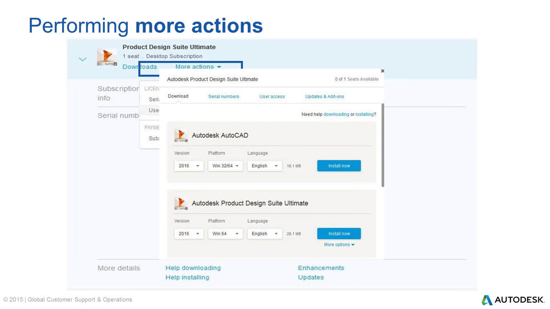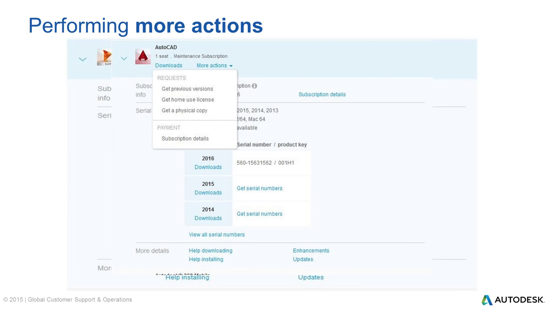So underneath Install Now, we have the choice for additional download methods. Across the top, we can also view serial numbers, get to user access, and visit updates and add-ons for product enhancements. If I look at a menu for a user with a different type of product, a networked license with maintenance subscription, for example, the menu will look a little bit different. Now we see options for getting a previous version, a home use license, and getting a physical copy of the software. Again, we see this personalization that shows you what you're designed to have access to.